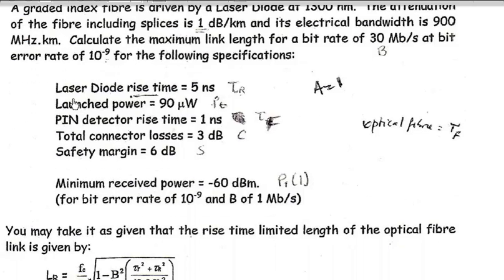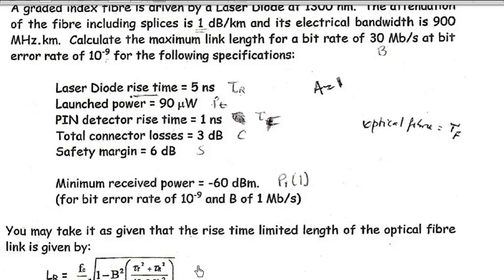Now, look. I have attenuation 1 dB. I have FC 900. Don't worry about this error rate. Laser diode. I'm talking of the transmitter now.